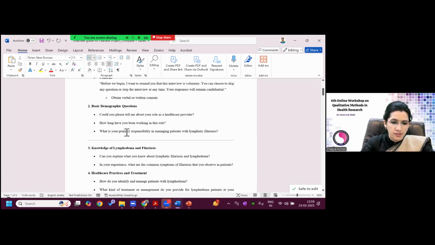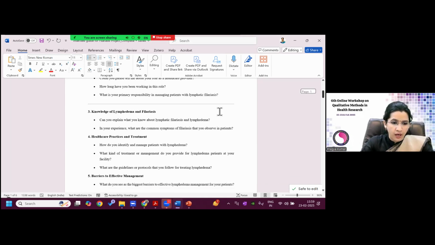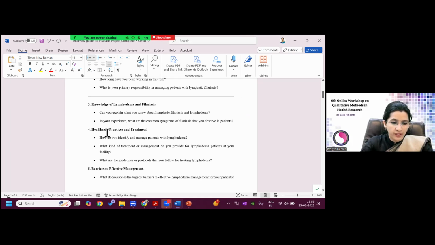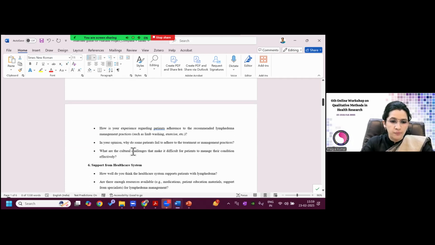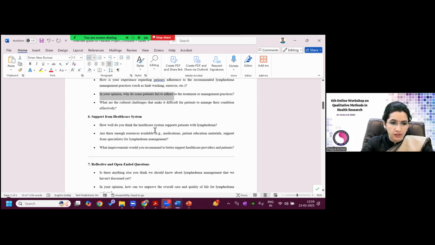Again, the same questions. We have shared these folders with you. Like how do you define, what do you see as the biggest barriers? How is your experience regarding the adherence? In your opinion, why do some patients fail to adhere? Again, what is the problem with this question? What is the problem with this question? Second question, I'll just highlight it.